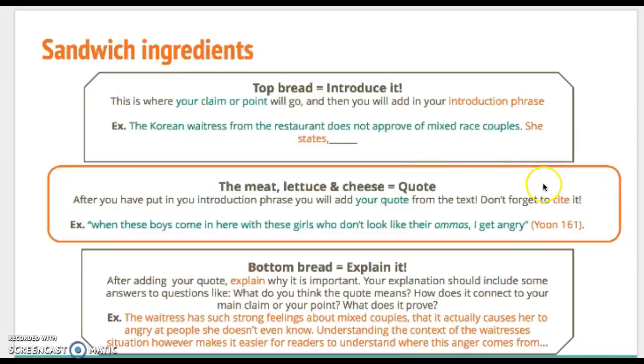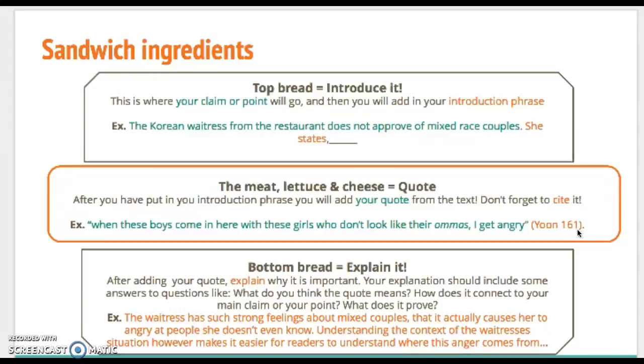And see that we have cited it correctly with the author's last name and the page number that we found it. And then the bottom bread is the explanation part. So after adding your quote, explain why it is important. Your explanation should include some answers to questions like, what do you think the quote means? How does it connect to your main claim or your point? And what does it prove?